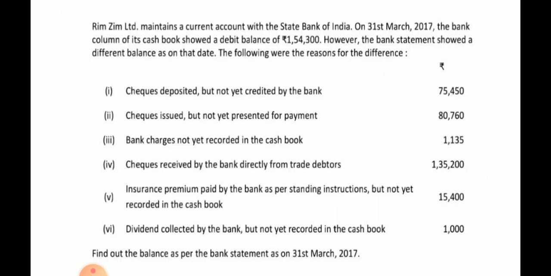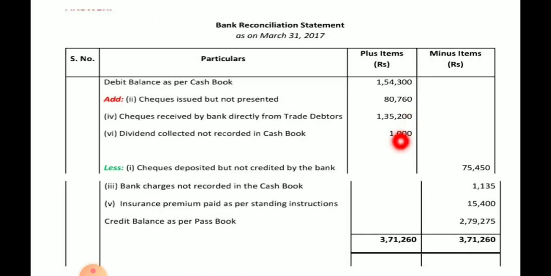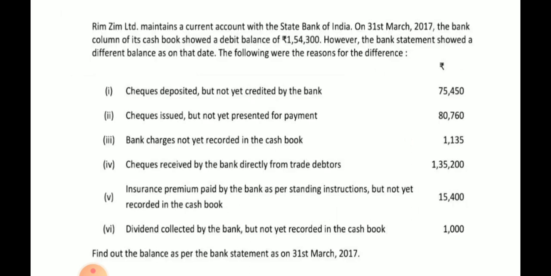Last is dividend collected by the bank. As you know, dividend is interest which is received on the shares, the securities. So it is directly collected, but still you don't know about that. You have to write it in the plus column. Okay, so here our question is completed.